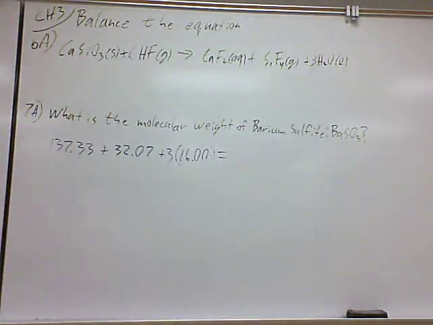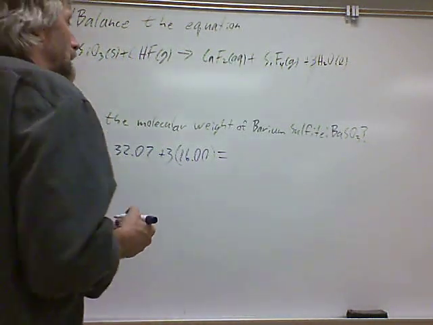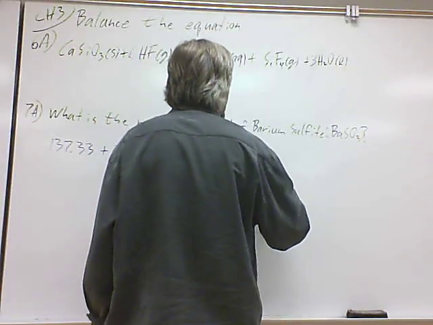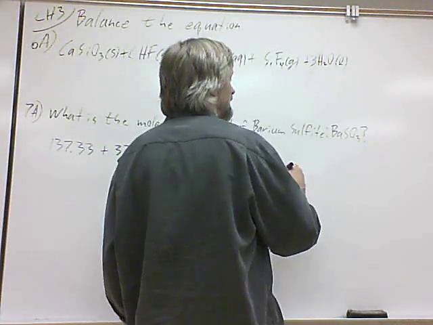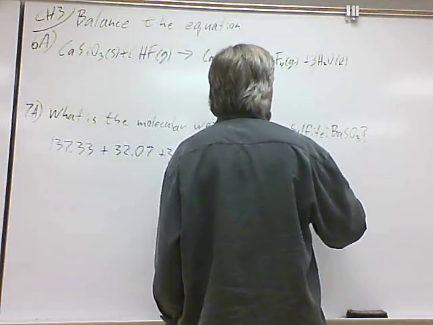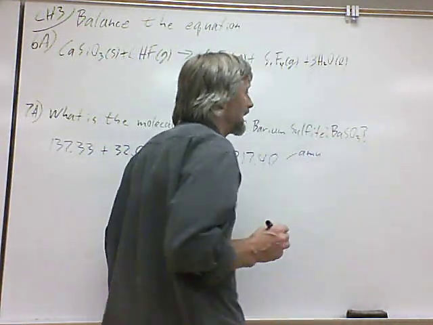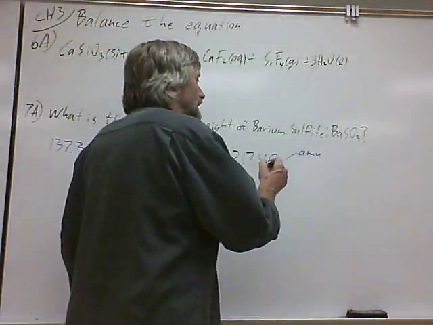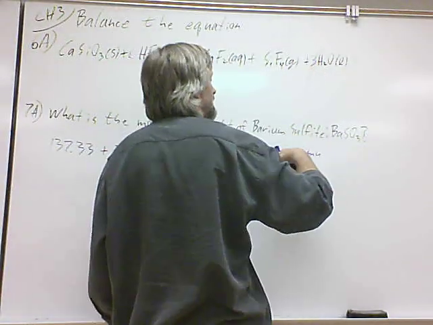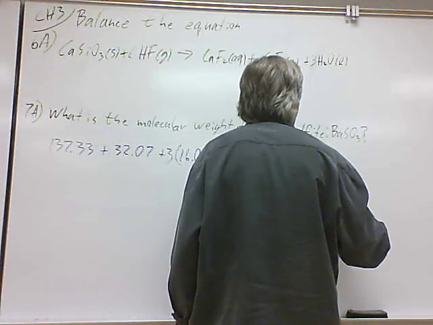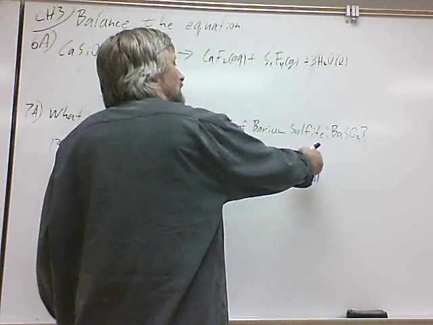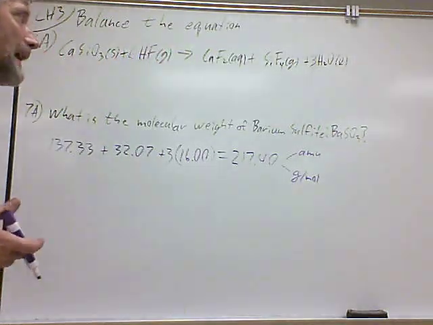Now we just add these all together, and we end up with 217.40. And we get our choice. We can do either AMU, atomic mass units, or if we're going to be converting between moles and mass, our units want to be grams per mole. So these units are interchangeable based on how we define them.